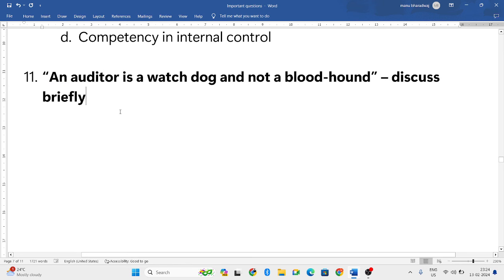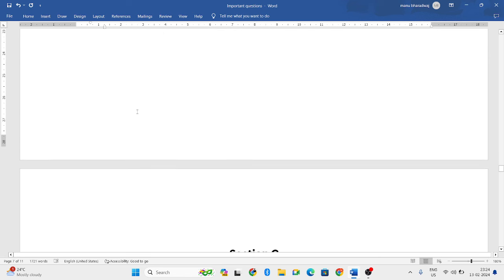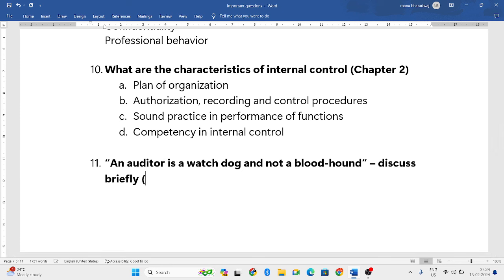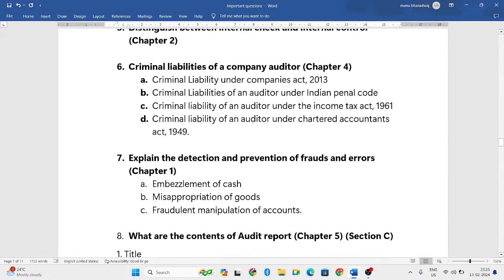Then, an auditor is a watchdog and not a bloodhound. This is from a section A question, sorry, a first chapter question. I've already explained that an auditor is a watchdog, not a bloodhound, and I have done videos on this particular thing also. You can go through that video. Auditor is a watchdog means he's only called by the organization to do the verification and tell where everything is wrong. He's not a bloodhound. He cannot threaten the employees or have a suspicious view of the organization. So these are the expected questions of section B.